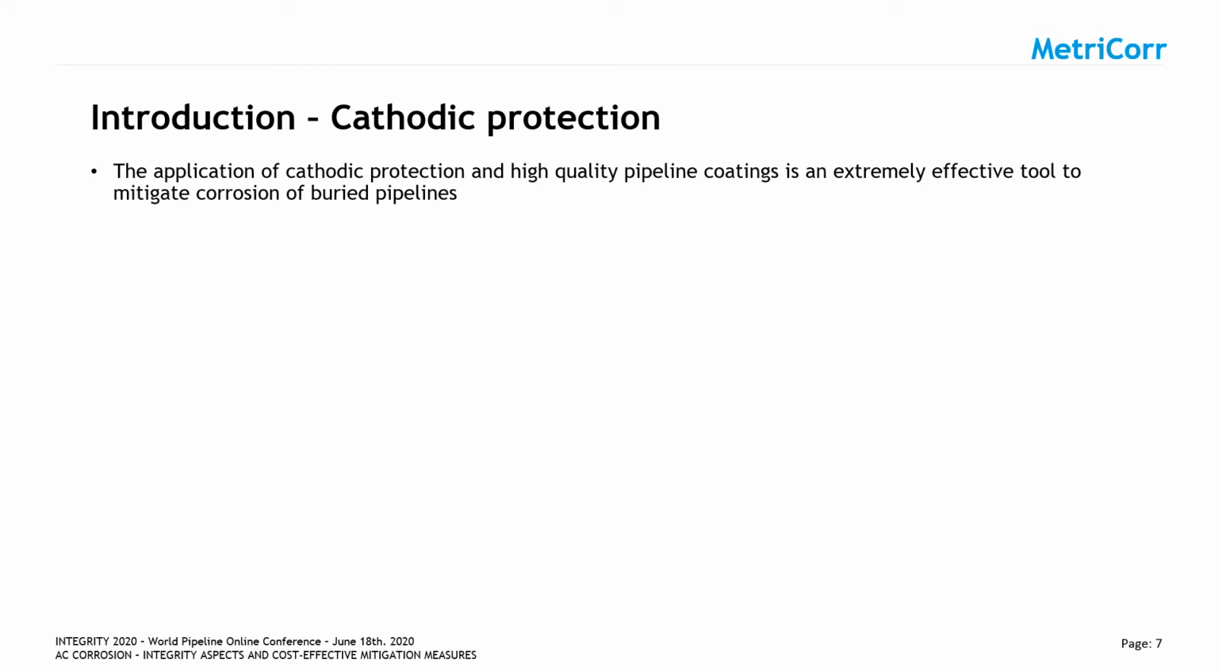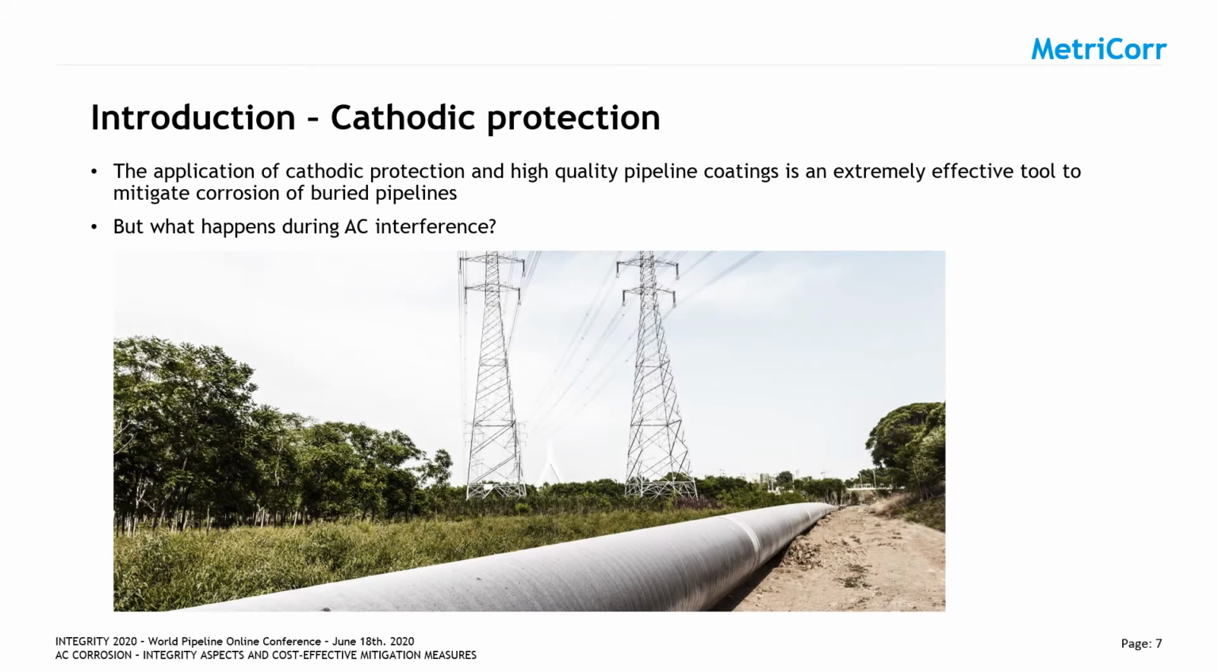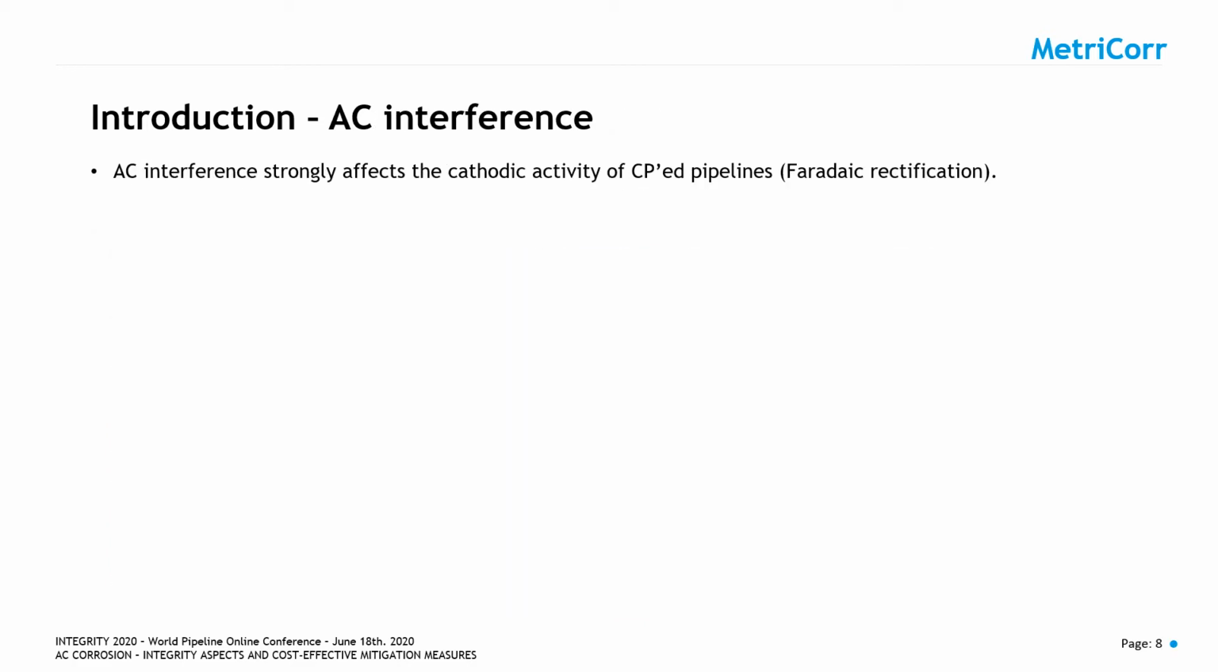The application of cathodic protection and high-quality pipeline coatings is an extremely effective tool to mitigate corrosion of buried pipelines, and it has been effective for many years. But what happens during AC interference? AC interference strongly affects the cathodic activity of CP pipelines. This process is known as Faradaic rectification.